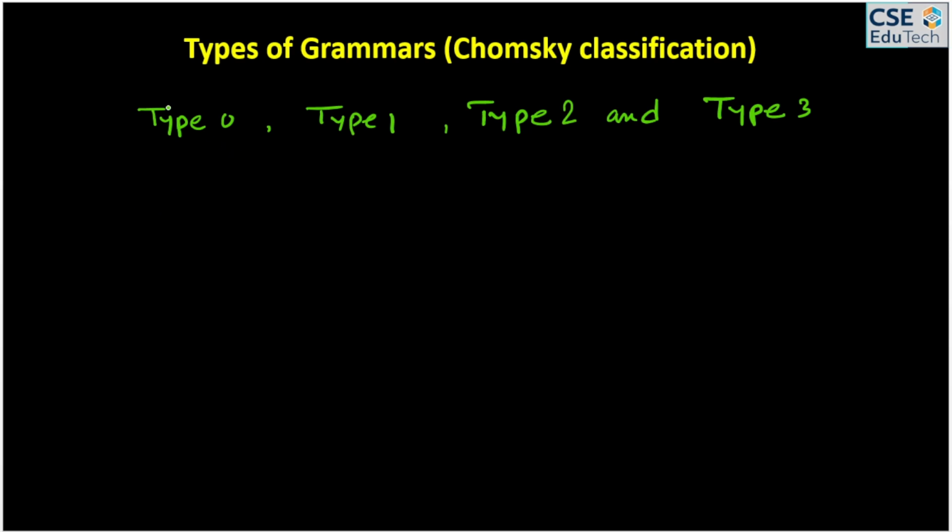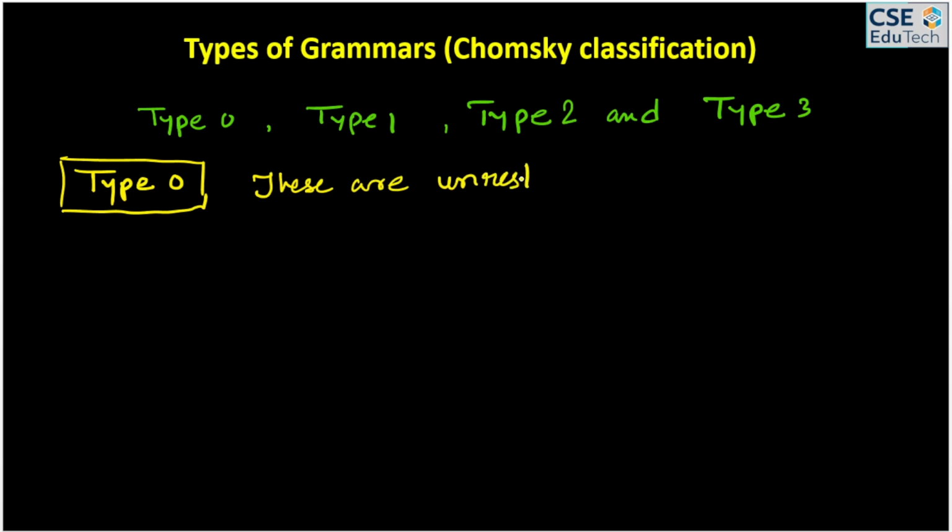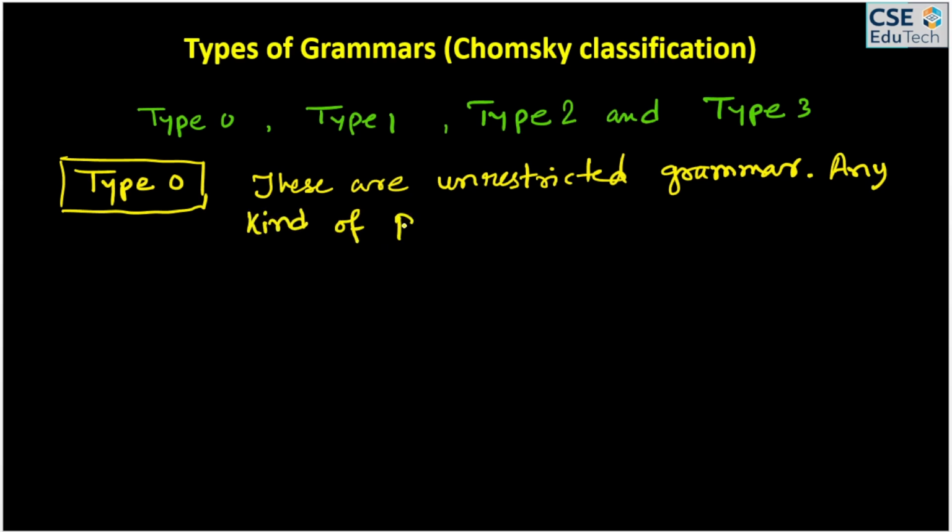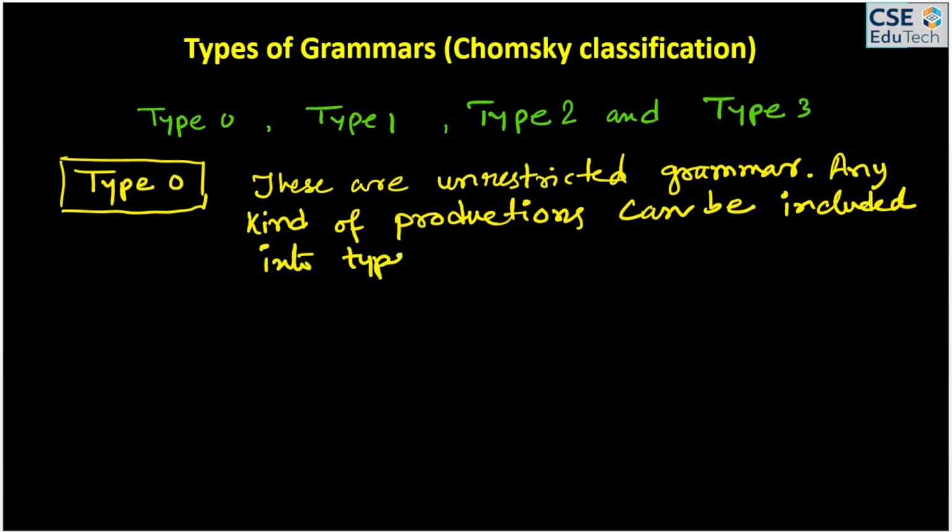Now, first we'll discuss the type 0 grammars. Type 0 are basically the unrestricted grammars, and any kind of production can be included in type 0 grammar.